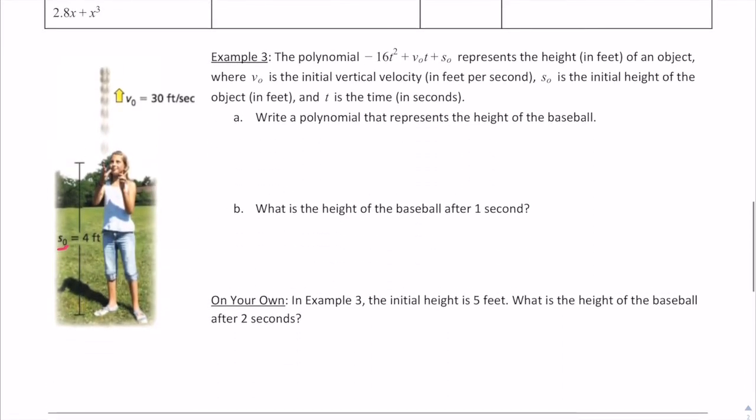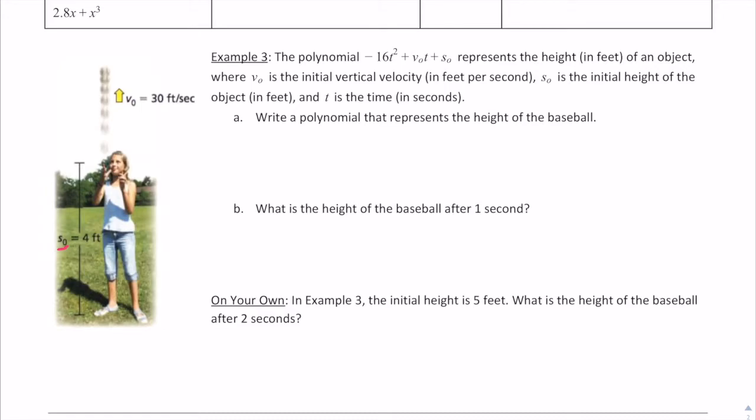Alright, last example. The polynomial negative 16t squared plus v naught times t plus s naught represents the height in feet of an object, where v naught is the initial vertical velocity in feet per second. S naught, that little circle underneath, means naught, or the initial. It's the initial height of the object in feet, and t is the time in seconds. A, write a polynomial that represents the height of the baseball.